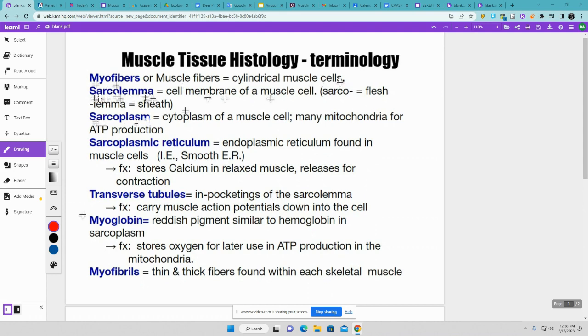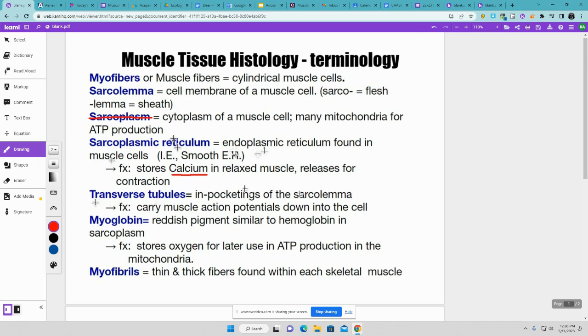The sarcoplasm, you're not going to need to know that, so let's forget that. Sarcoplasmic reticulum, you're going to need to know that. It's a kind of modified endoplasmic reticulum found in muscle cells. What you need to know is it stores calcium, and calcium ions are what cause muscles to contract. So when it releases calcium ions, that's what's going to cause the muscle contraction.